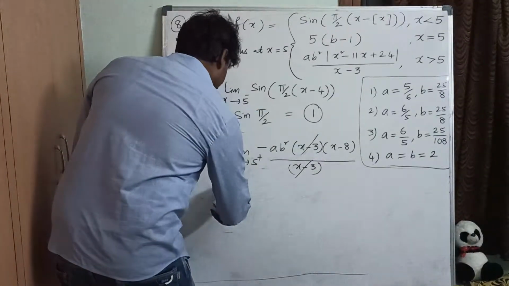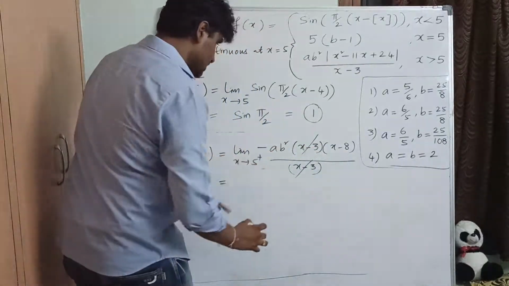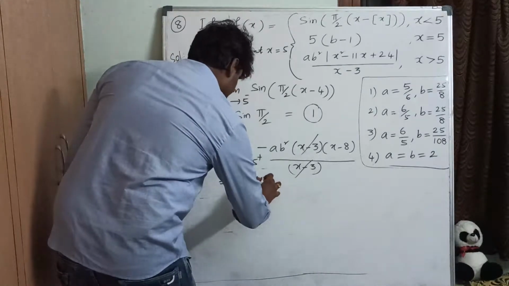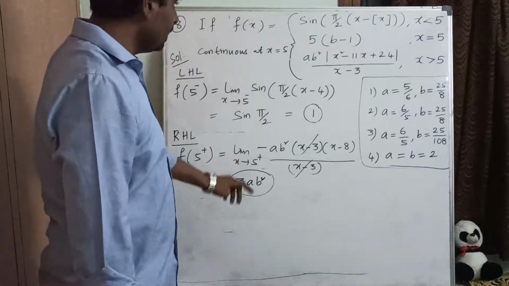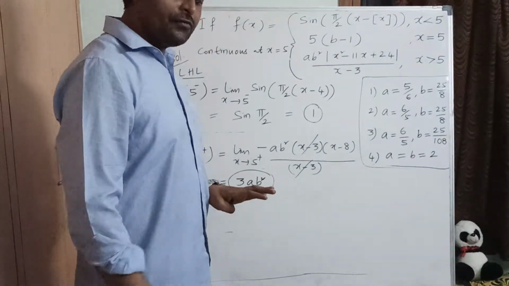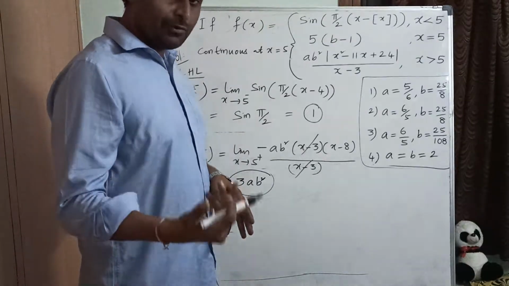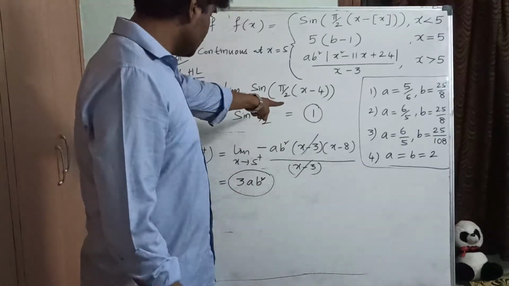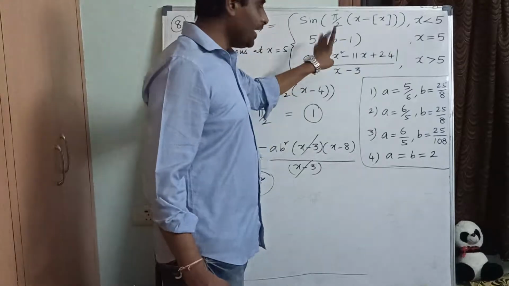So now what will we get when I substitute 5? Minus (8 minus 5), minus and minus give plus, so what will we get here? 3ab square will be the RHL for that. Now what is the functional value? 5 into b minus 1. Generally, whenever a function is continuous at x equal to a, LHL equals RHL equals functional value. Correct? What is the functional value there? f of 5 is 5 into b minus 1.